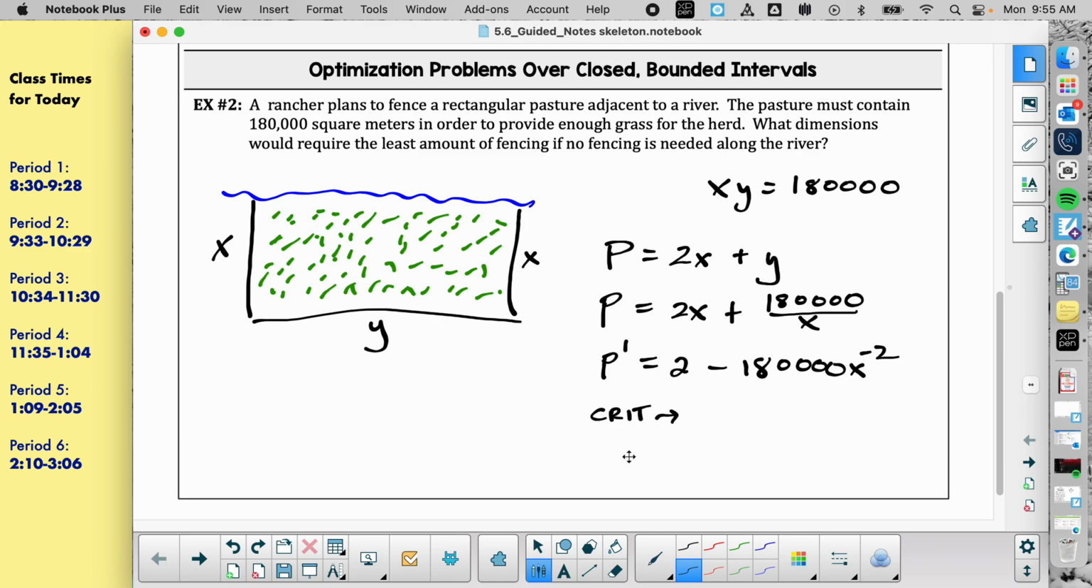One critical number technically is 0 because it's undefined at 0. But why would I not care about that 0? We're not going to have a fence with a dimension of 0. That'd be stupid. Although, that would be kind of interesting because then if x was 0, y would be really long around that river.